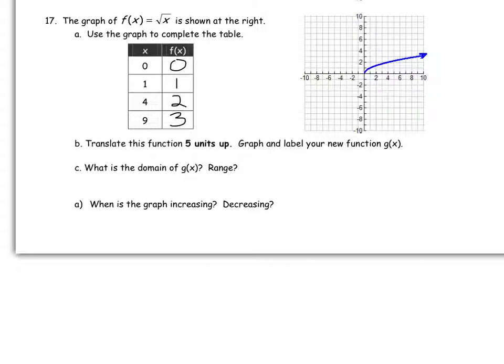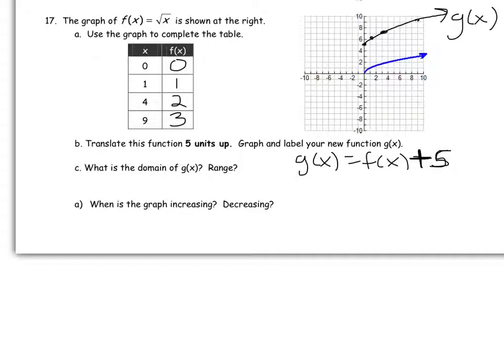So basically what this is saying is that g of x is f of x, but shifted up 5 units. So we should be familiar with that now that we've talked about some transformations in class a little bit. So if I translate this up 5 units, every point would get shifted up 5 units. And there's g of x.